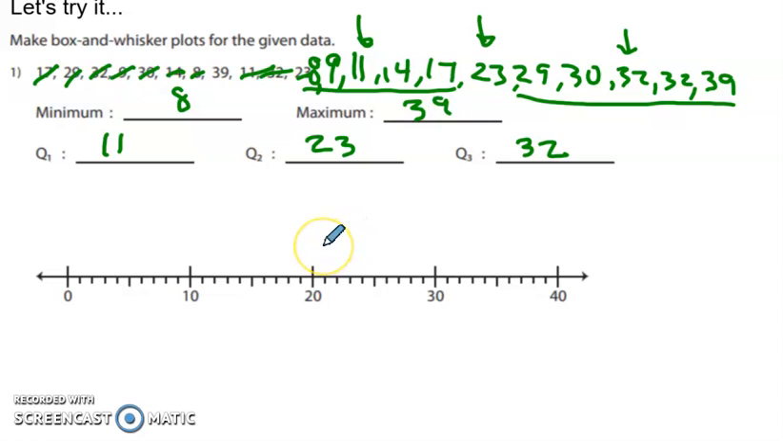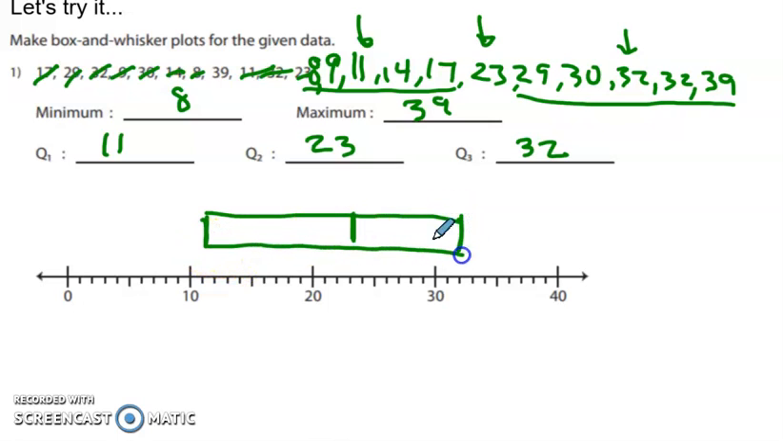Now let's go ahead and draw our box and whisker plot. So we're going to start at 11, right here. That's our lower quartile. We're going to go all the way up to 32 for our box. And then we draw a line through our median, which is 23, right there. Okay, now we're going to draw our box. It's not always going to be a perfect one. Doesn't mean you're going to have the same amount below and above.